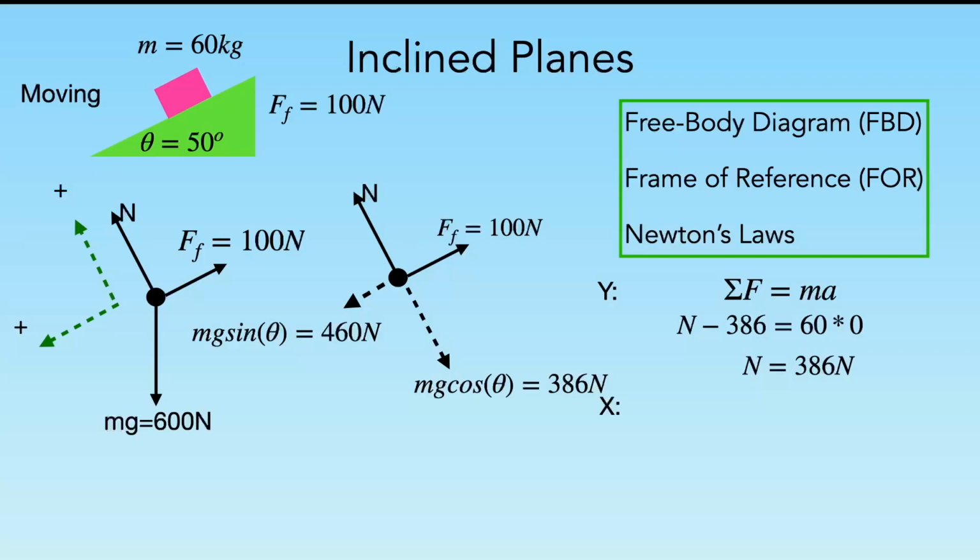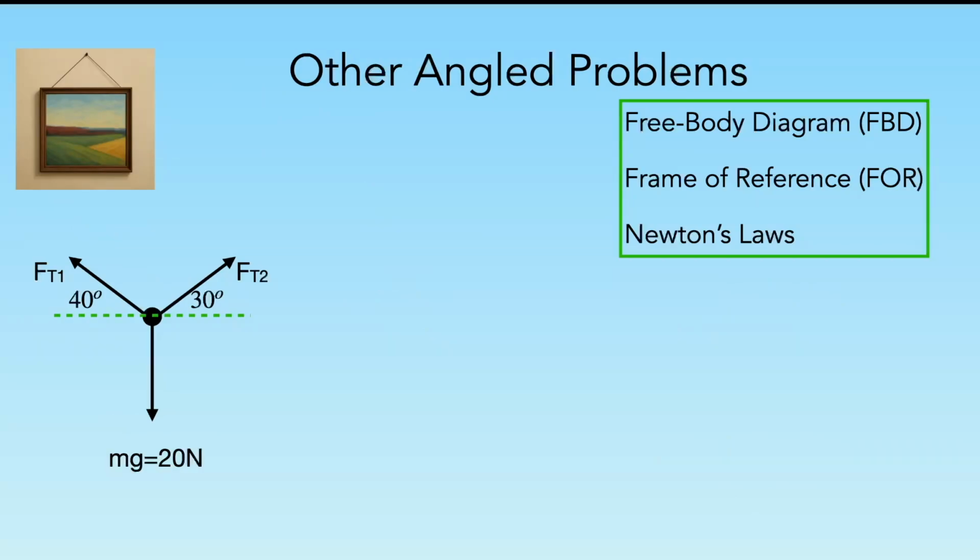In the x direction, sum of forces equals ma. 460 in the positive direction plus negative 100 equals 60, the mass, the thing that's moving, times a. We divide all that, and we have 360 divided by 60. You get 6 meters per second squared. Positive, that means it's going down the ramp. And once again, I've done a terrible job of drawing the relative sizes of mg sine theta and the force of friction. Force of friction would have to be smaller than 460 newtons.